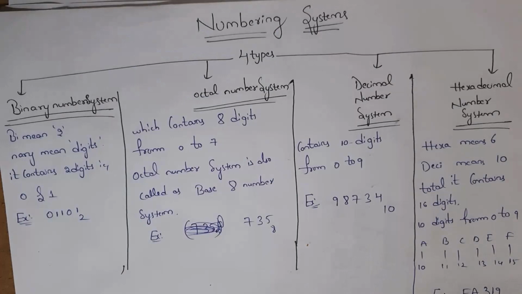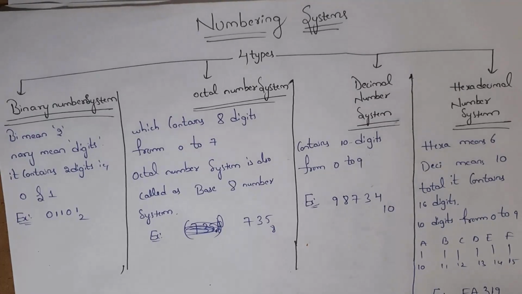Next topic is numbering system concept in C programming. Numbering system is classified into 4 types. First one is binary number system, second one is octal number system, third one is decimal number system, and fourth one is hexadecimal number system.